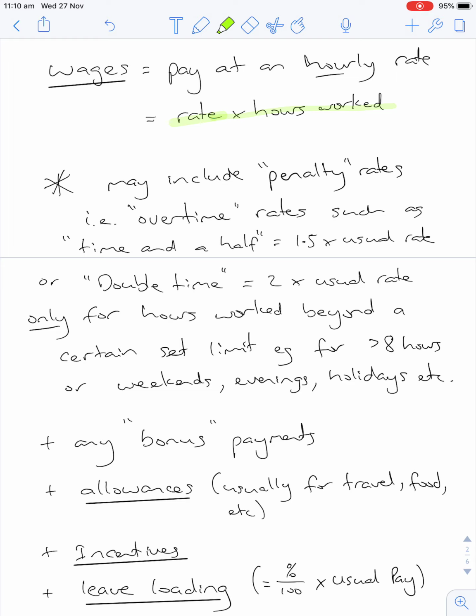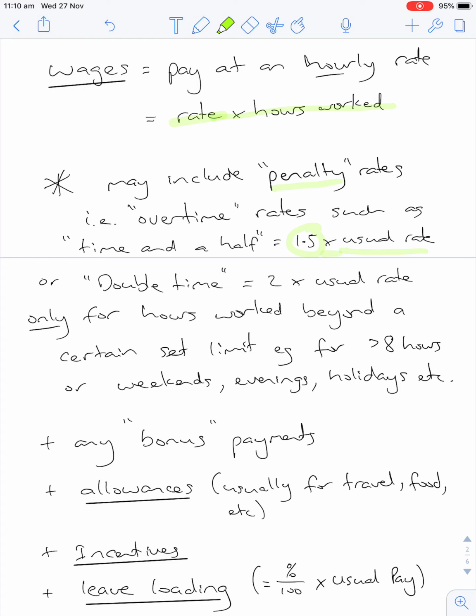However, most of your questions are going to be a lot more complicated than that, and they're generally going to include what we call penalty rates. Now, penalty rates are basically overtime. They'll generally quote them as being time and a half or double time. Time and a half is exactly what the name implies. It's 1.5 times, so 1 and 0.5 being your half, so it's going to be 1.5 times whatever your usual hourly rate is.